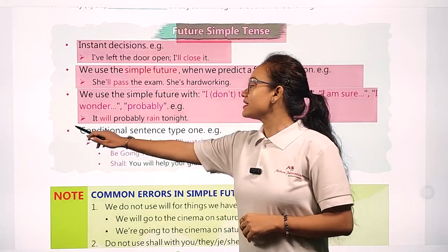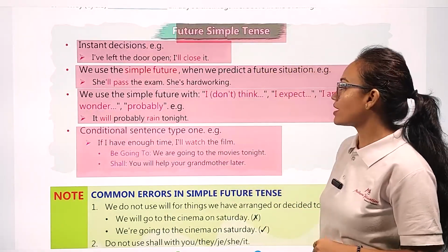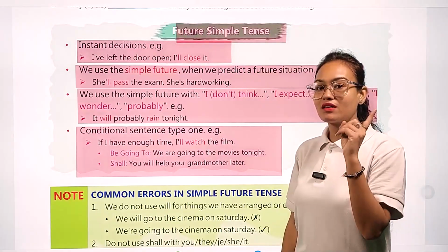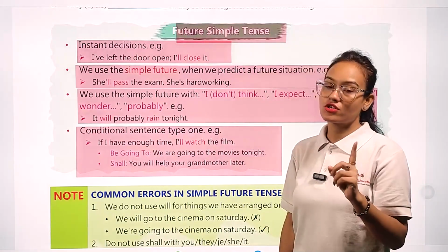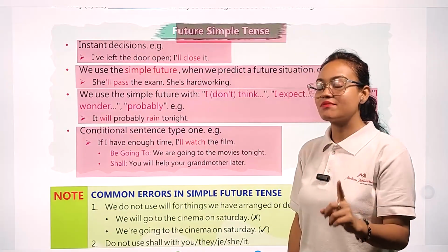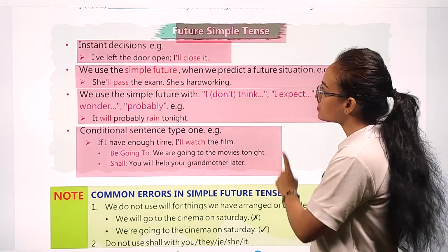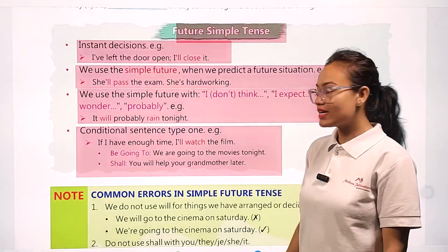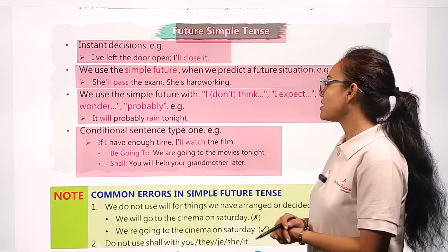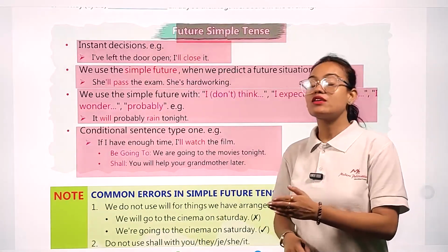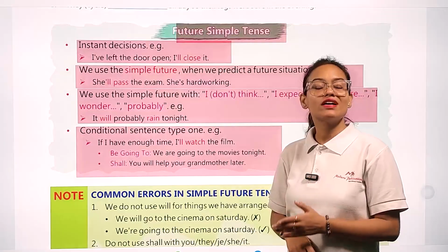Now, conditional sentences type 1. Whenever we say a statement but put a condition on it, in this case we also use our simple future tense. Example, you can say, if I have enough time, I will watch the movie. Here you are putting a condition; you are going to watch a movie only if you have enough time.